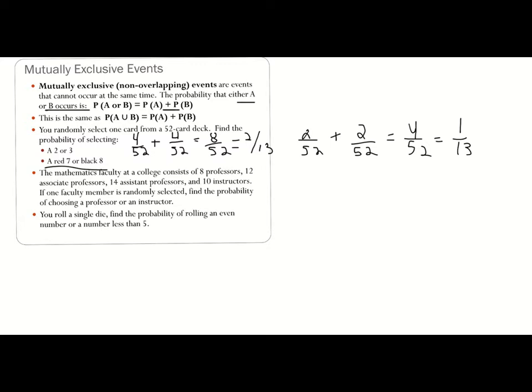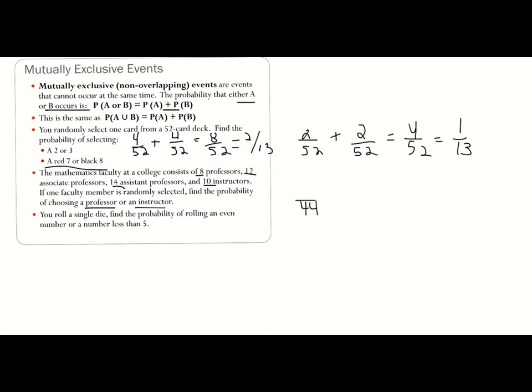Now here we have a mathematics faculty at a college that consists of 8 professors, 12 associate professors, 14 assistant professors, and 10 instructors. If one faculty member is randomly selected, find the probability of choosing a professor or an instructor. And when they say professor, they want straight professor, not associate or assistant, or an instructor. So first we have to figure out how many faculty they have at this college. If I add 8, 12, 14, 10 together to get the total, I have a total of 44 faculty members.